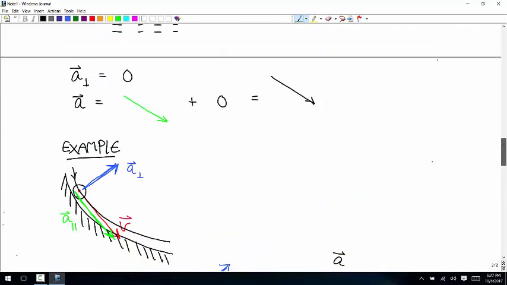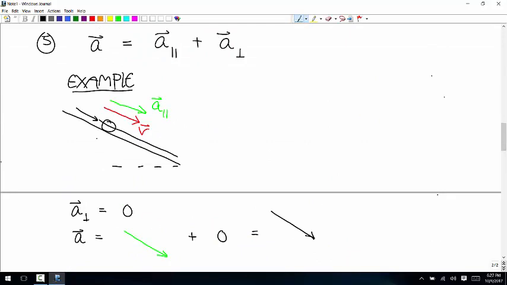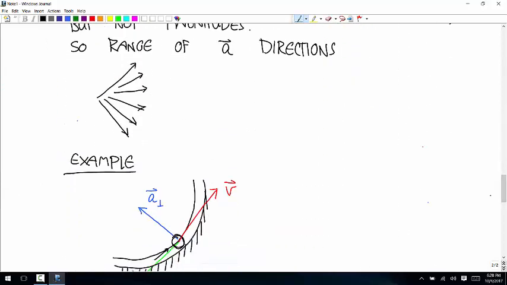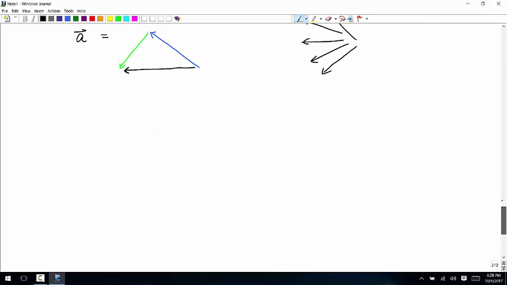Okay, so the first example was one where the thing wasn't turning, it was only changing speeds. Then we did one where it was doing both. So let's do one where it's only turning, but the speed is constant. Okay, so let's think of a tether ball. So this would be a top view, a view from up above.